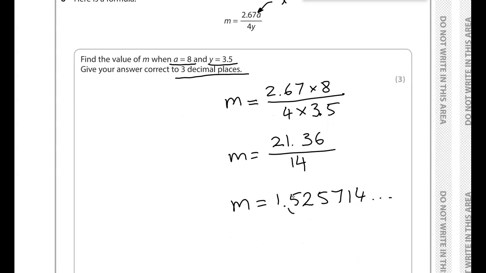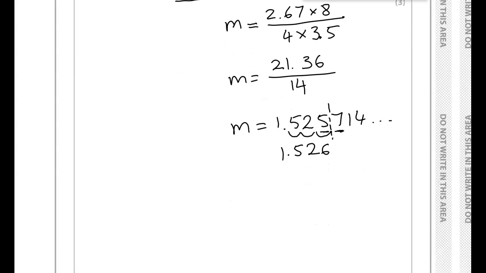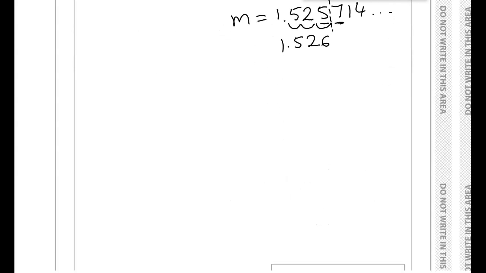So 3 digits after the decimal point. We've got to stop here, but looking at the 7 means we've got to round the 5 up. So this becomes a 6. Digits in front remain the same. So then we have 1.526.